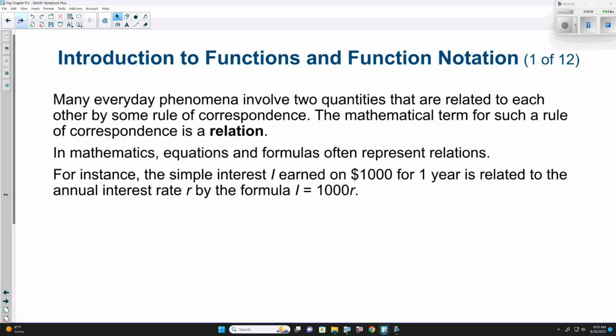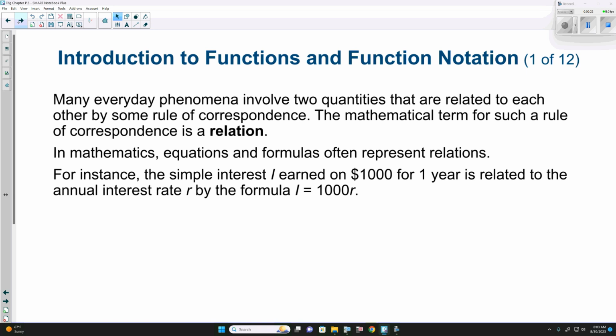Functions. Functions. Just relating one function or one variable to another. That's all a function is. That's all a function does. So here, they talk about it as a rule of correspondence in a relationship. In mathematics, equations and formulas represent relationships.